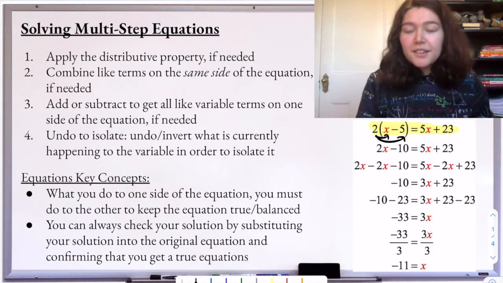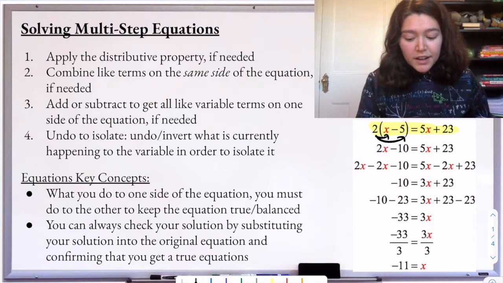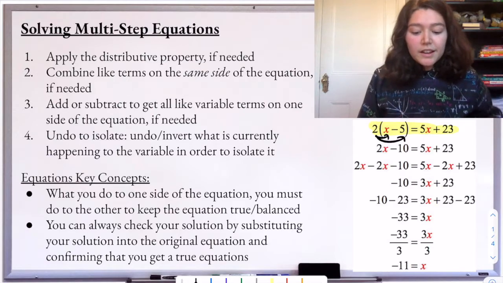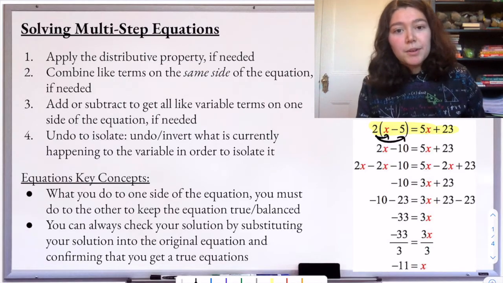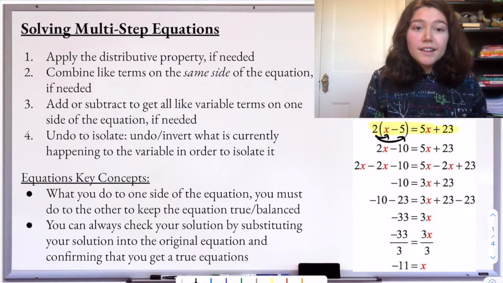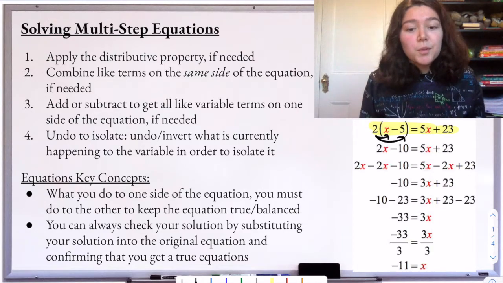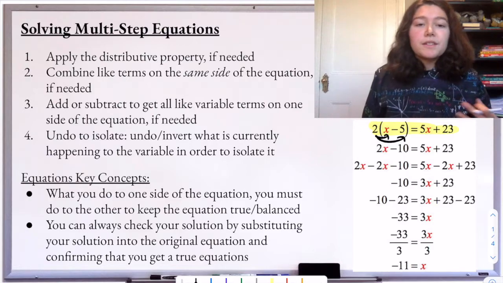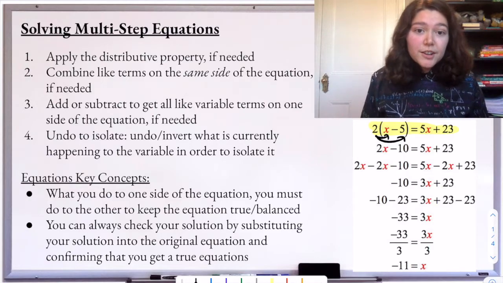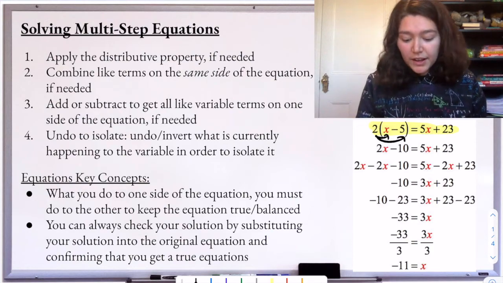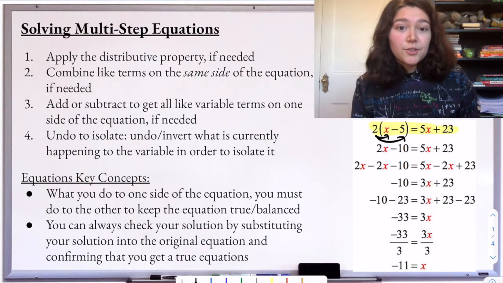And then lastly, we need to undo in order to isolate. So once we get a simplified equation with variables on one side, then we can undo or invert what's currently happening to the variable in order to isolate it and get it all by itself. And in general, key concepts: when we're solving equations, what we do to one side of the equation, we always have to do to the other, and we are always able to check our work by substituting our solution into the original equation.